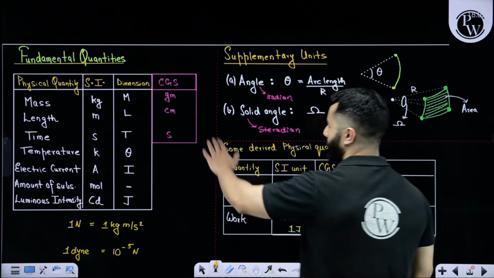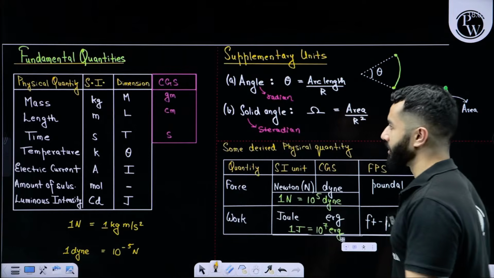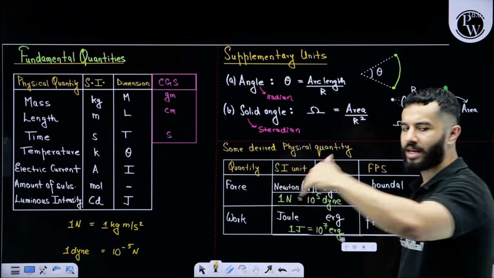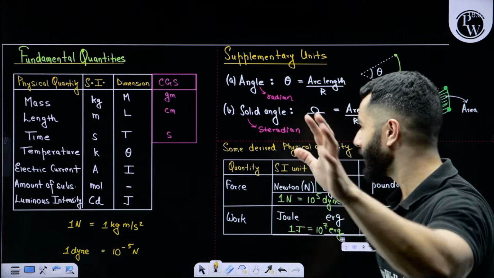We can also remember the CGS units of these. This is very easy. That's why I'm not writing any of these things down in one shot lectures. We will simply waste our time.